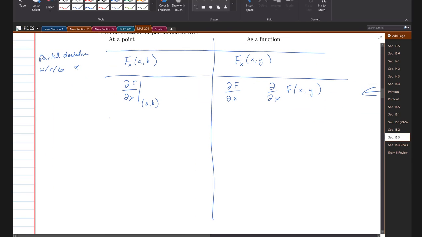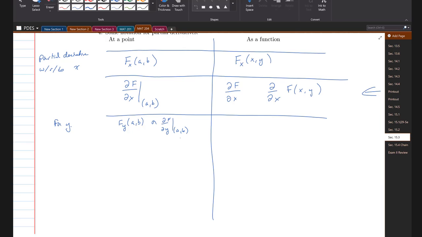I guess we could quickly put in for y. For y, we would say f sub y of (a, b). Or we could also do partial f, partial y, evaluated at the ordered pair (a, b). That's if we're thinking of the partial derivative of f with respect to y at a point. That is, go to a point on the surface, move in the positive y direction, and answer the question, how does your elevation change as you do that?